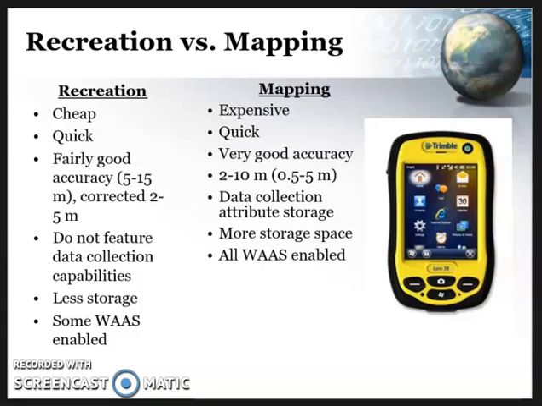So mapping grade GPS units are ideal for the collection of geospatial data and can offer up to 1 meter of accuracy. These units are capable of recording features such as waypoints, track lines, and polygons. These features can be downloaded to a computer and used with GIS software. Survey-grade GPS units can cost thousands of dollars, but are capable of accuracy within a centimeter. Survey-grade GPS units are suitable for engineering and construction applications.